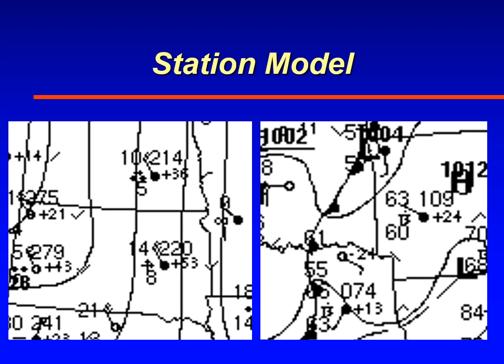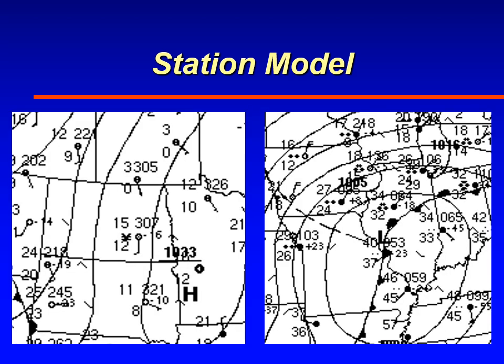On the left you can see blowing snow and snow. On the right you can see a thunderstorm with heavy rain. Here are examples. On the left you can see a station model representing a freezing fog, and on the right you see a station model that's showing precipitation, and it looks like that's snow because the temperature is colder than 32 degrees Fahrenheit.